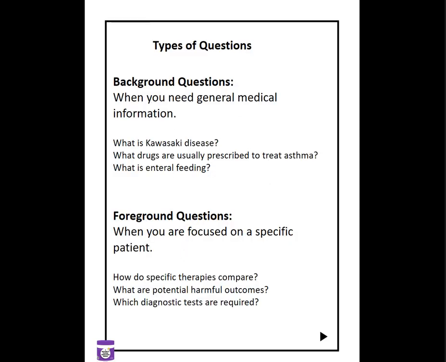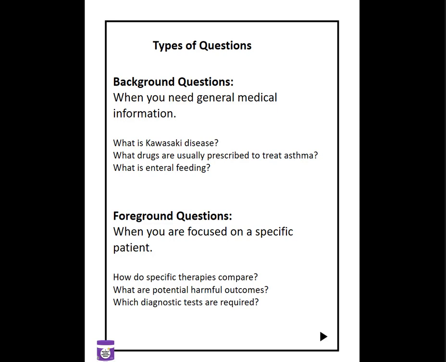Ask background questions when you need to know general information. What is the central concern? What is Kawasaki disease? What decisions must be made? What drugs are typically prescribed for asthma? What is uncertain? What is enteral feeding?